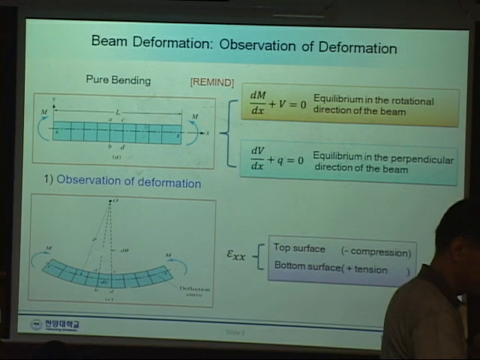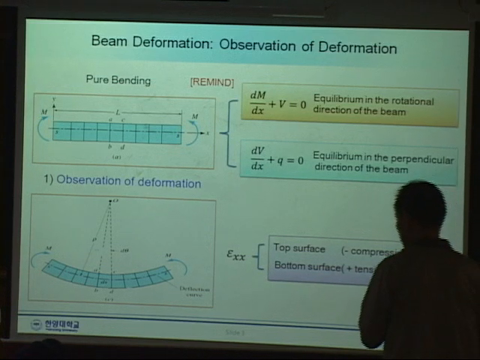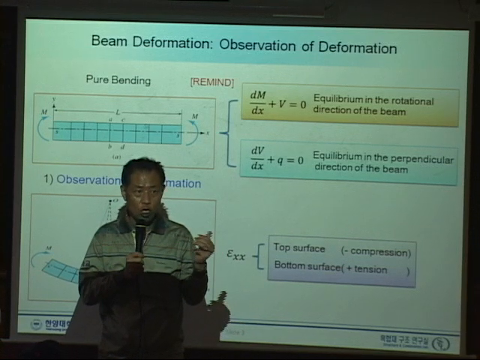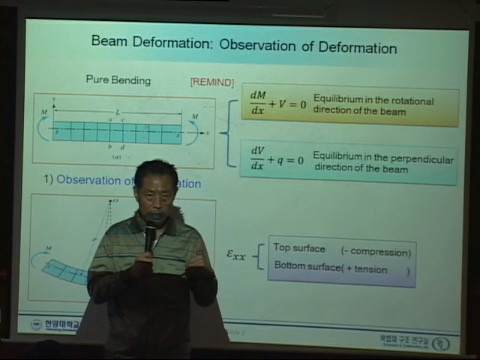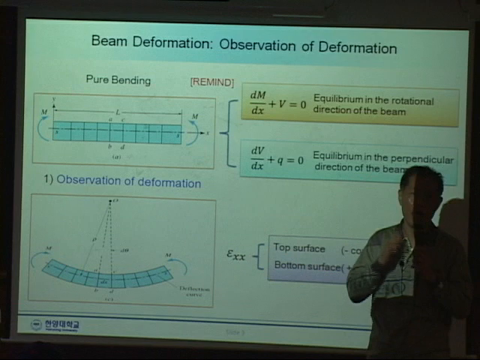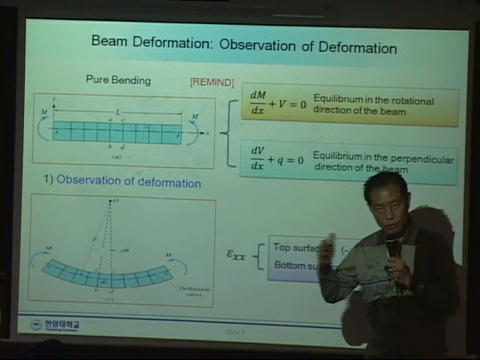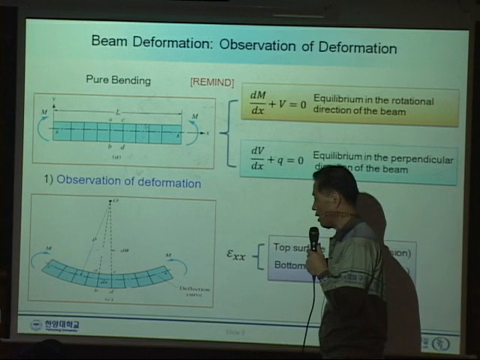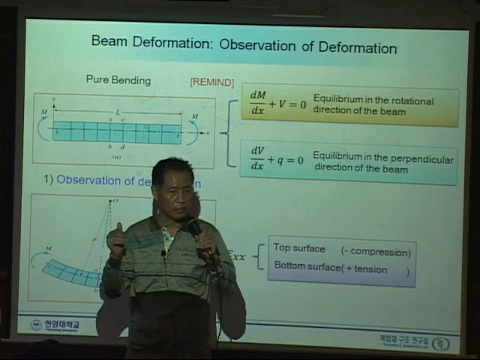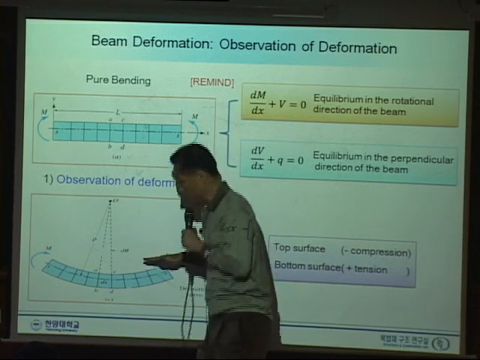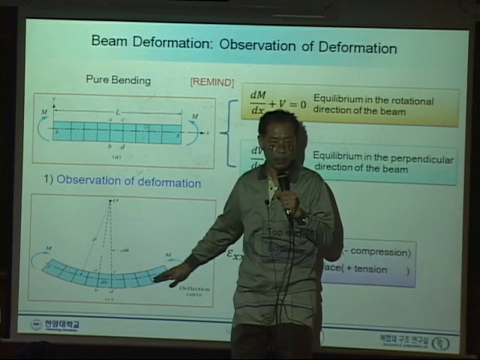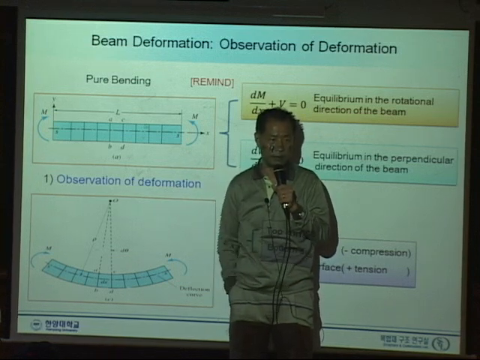Keep that in mind, those two extreme cases. The top surface will be compressive, and the bottom surface will be tension. Those two extreme cases will help you proceed to the next levels. So top is compression and bottom is tension, and somewhere between this height there should be a zero line.